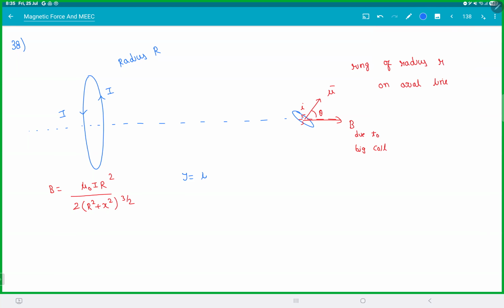Torque is nothing but mu cross B. Mu is due to the small coil. B is the external field, that is the big coil. Torque: mu is NIA, N is 1, I, area will be pi r square, into B sine theta. Then substitute the values, you'll get it. Torque is fine. What about the force?